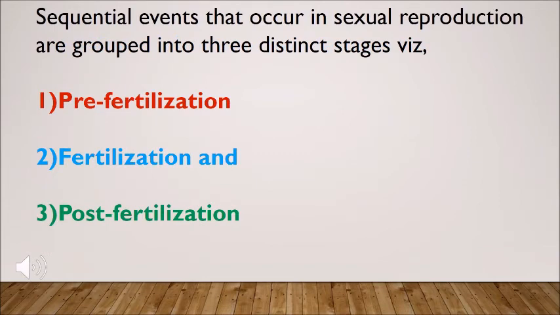Sequential events that occur in sexual reproduction are grouped into three distinct stages. They are pre-fertilization events, fertilization events, and post-fertilization events.